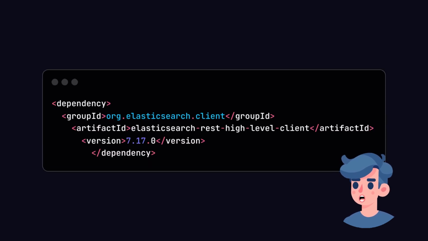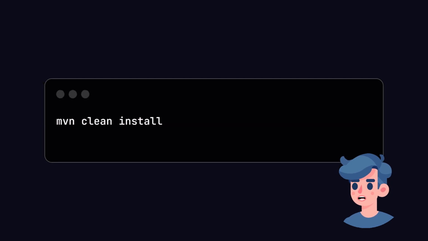Now, we need to add the Elasticsearch Java client dependency to our pom.xml. Open the file and include the following dependency inside the dependencies section. Also, if your version of Elasticsearch is compatible with the latest client, ensure to update the version accordingly. After modifying the pom.xml, save it to fetch the dependencies.